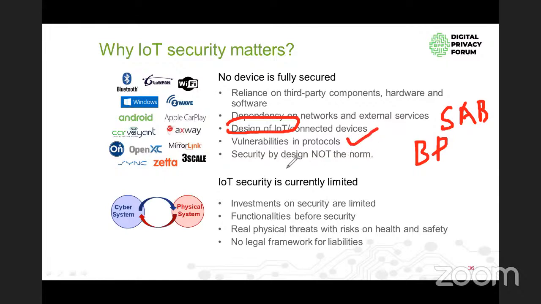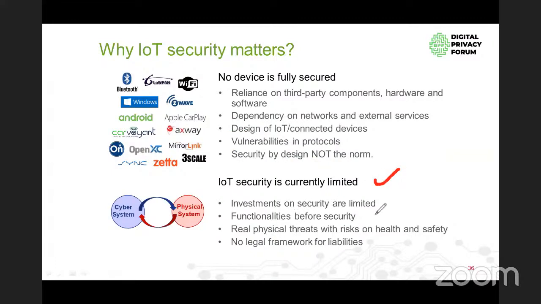Am I right? Security by design is not the norm. People don't follow the design. When they do design, they bring any device, any software which is cheap. They don't worry about the security of it. They don't know about what protocol. They build the device and say it's functioning, but they don't care about the security aspect. So IoT security is currently limited because investment in security is limited. They look for functionality before security.